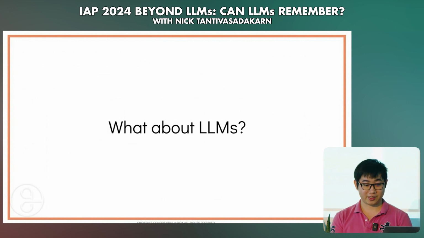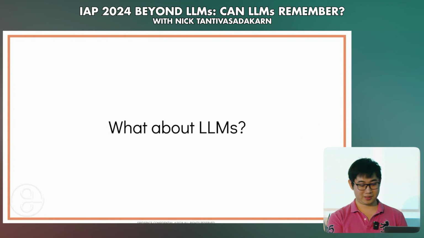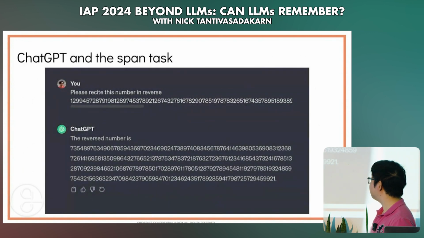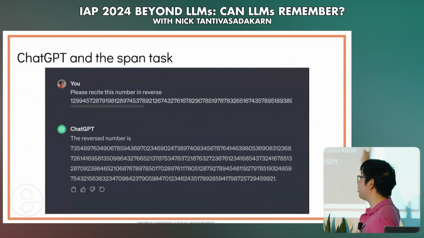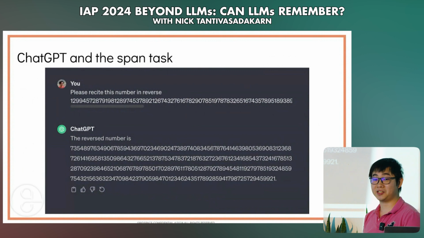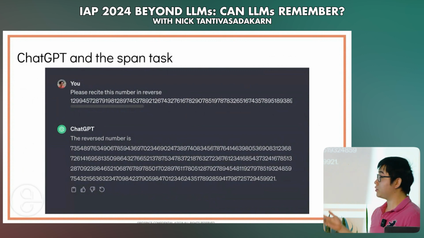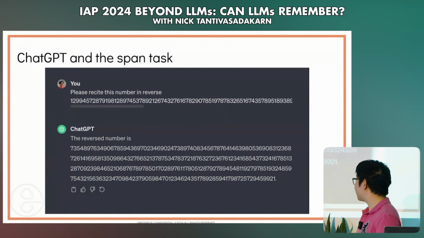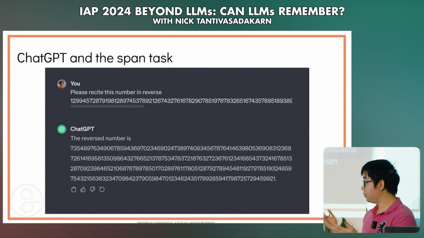Now, to the question, what about LLMs? For the span task, it's pretty easy. I just shoved a very long number into ChatGPT and asked, can you recall this? And of course, it was able to do it really well. It could even recite it backwards with absolutely no problem. So it seems to be doing really well.